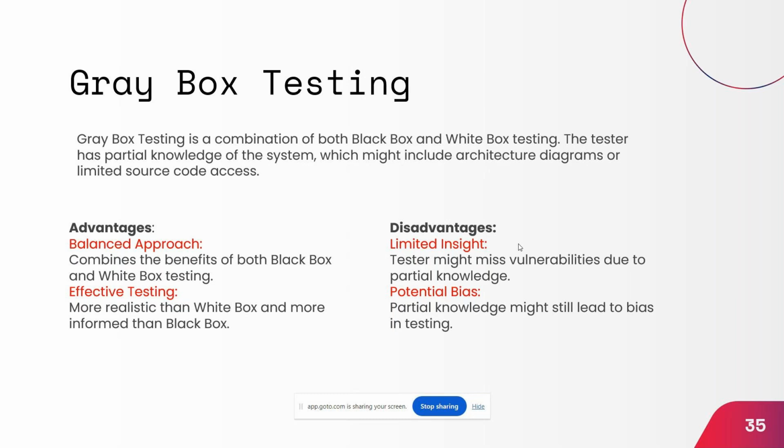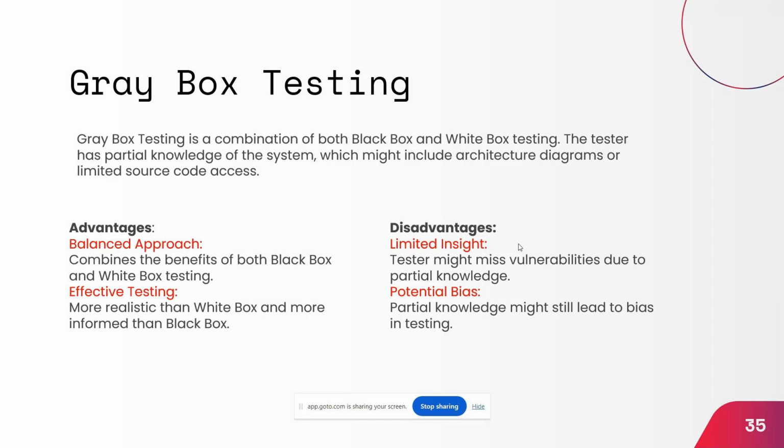Because we have partial knowledge, where we don't have the source code access and internal workings of an application in a detailed way. So those areas are kind of gray areas for us, right? So this is the comparison between the black, white, and gray box testing, guys.